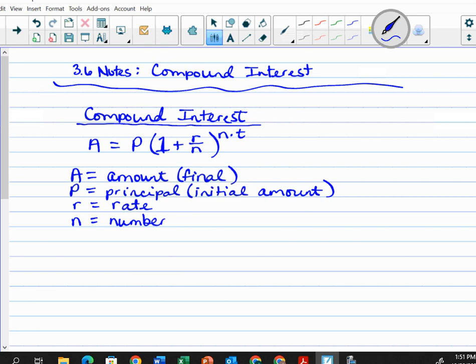It is the number of times interest is compounded per year. I'll explain once you write it down.